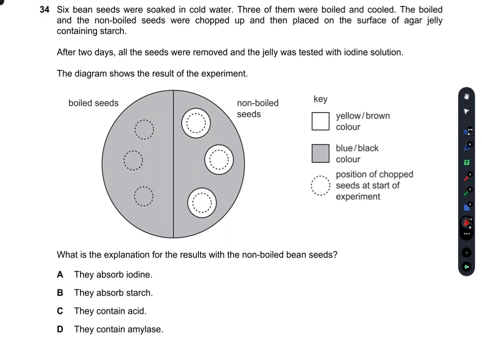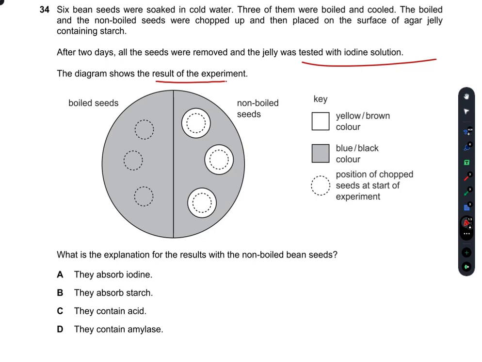Six bean seeds were soaked in cold water. Three of them were boiled and cooled. The boiled and non-boiled seeds were chopped up and then placed on the surface of agar jelly containing starch. After 2 days, all the seeds were removed and the jelly was tested with iodine solution. The diagram shows the results of the experiment.